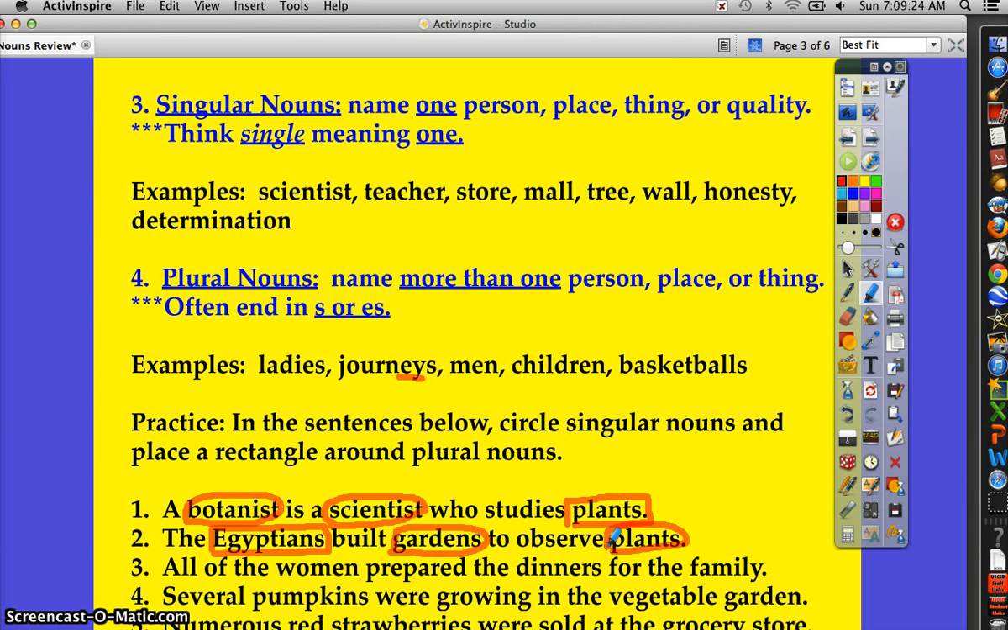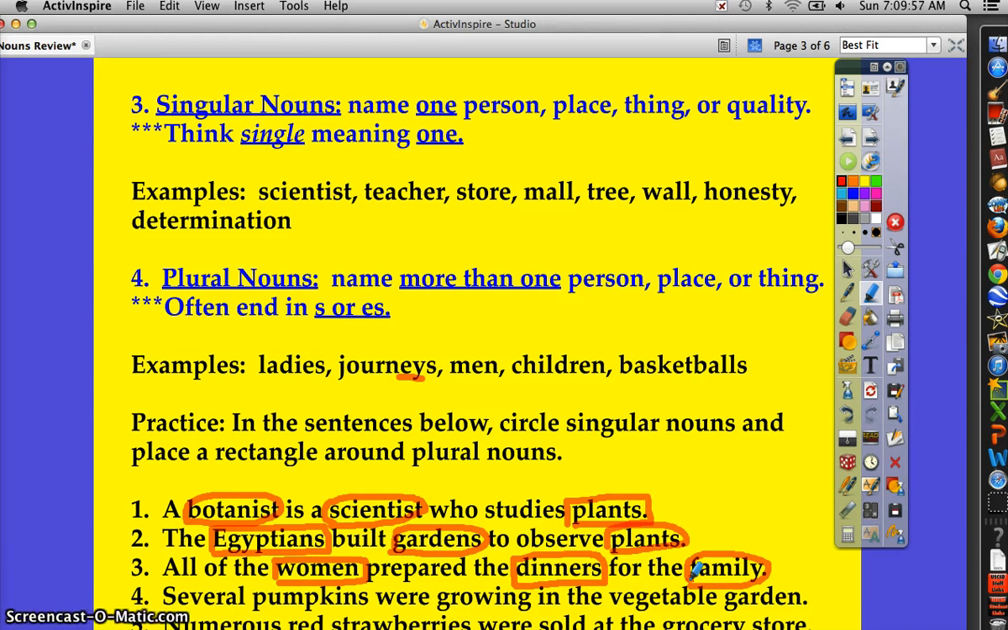Okay, moving along to number 3. All of the women prepared the dinners for the family. Women would be an example of a plural noun, a rule breaker because it does not end in s or es, it changes spelling from woman to women. Then we have dinners, also naming a plural noun for a thing. So put a rectangle around dinners, and family would be a singular noun, naming one group of people.